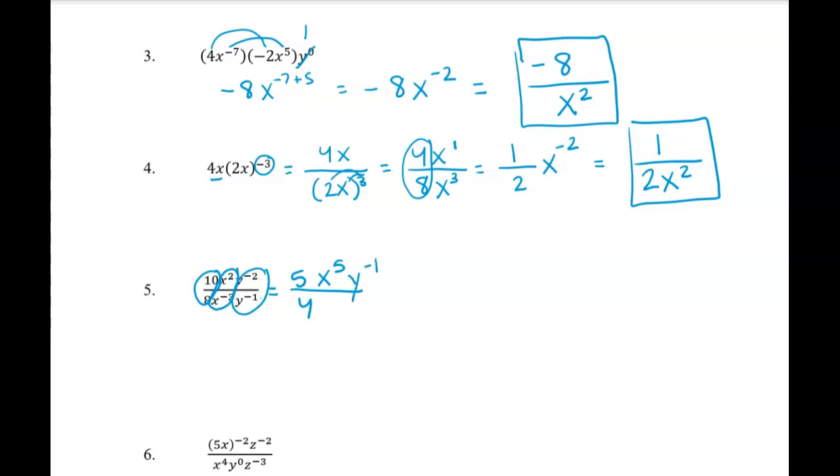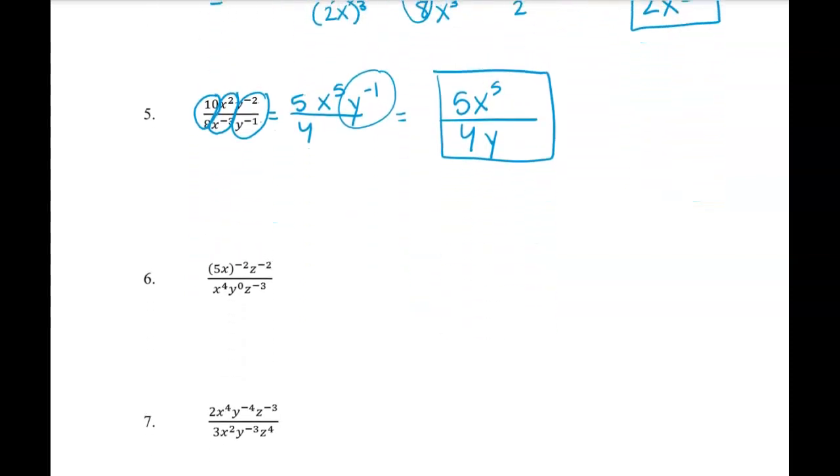And so we're close, but I don't want any negative exponents. So I'm going to have 5x to the 5th over 4, and I'm going to take this and make it a positive 1 and just make it y on the bottom. Y to the first power, but we don't need it. 5x to the 5th over 4y. Just a few more.